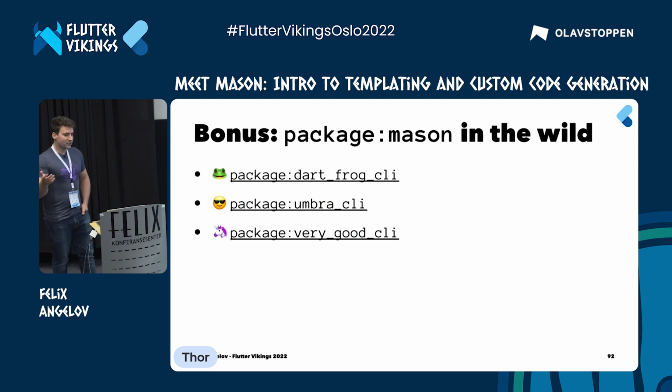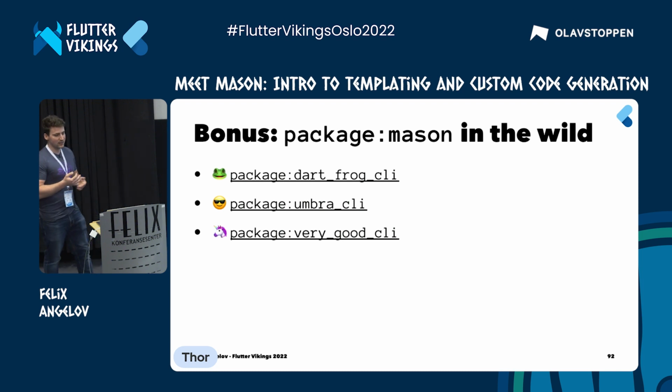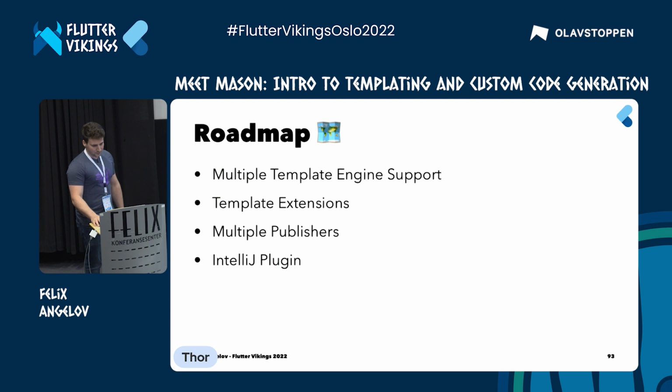And some other notable mentions, Umbra, which is great for when you're using shaders in Flutter. That's powered by Mason, and Dart Frog CLI is also using Mason. And they're all using it in the exact same way that I showed in that previous snippet. So there's a lot of cool things that you can do, both in terms of improving your efficiency, but also building tooling on top of the existing tools.